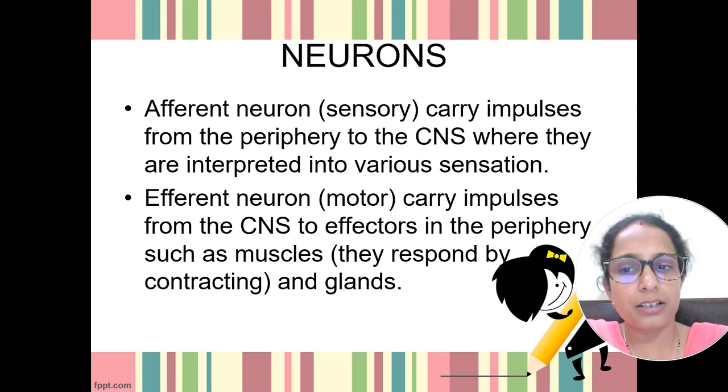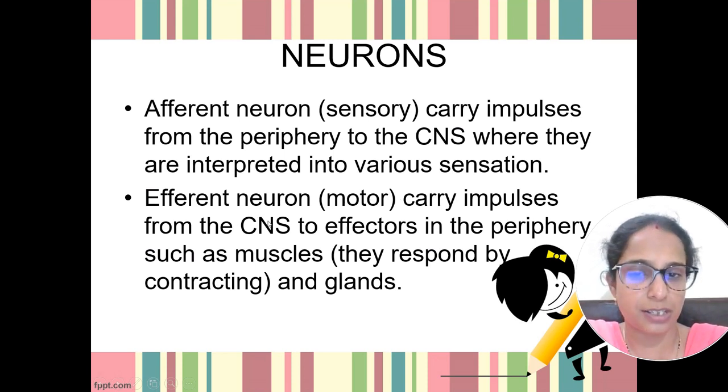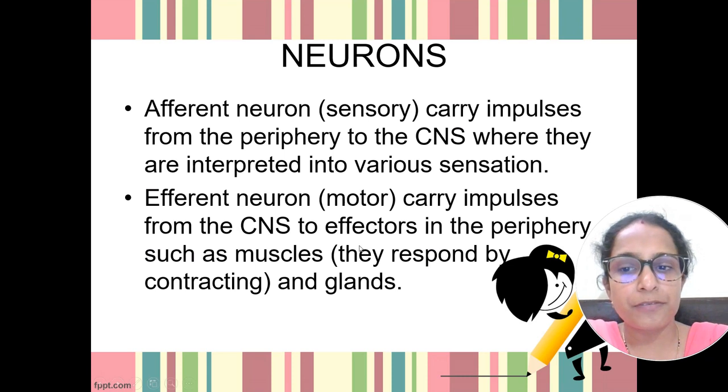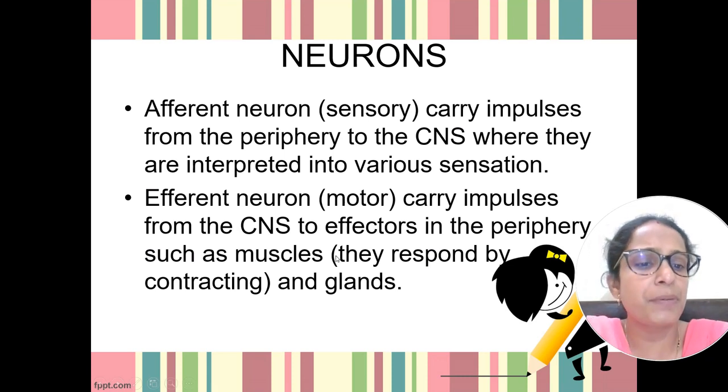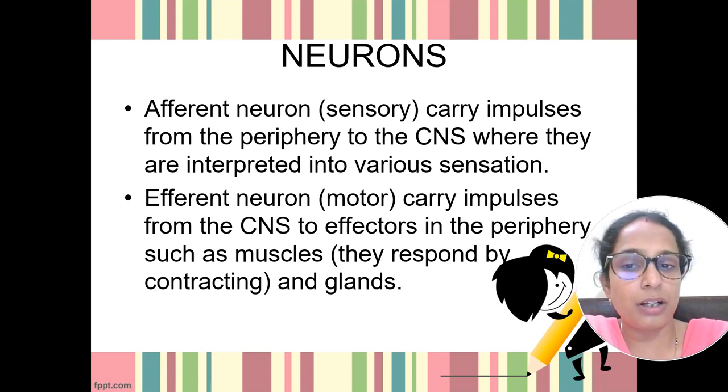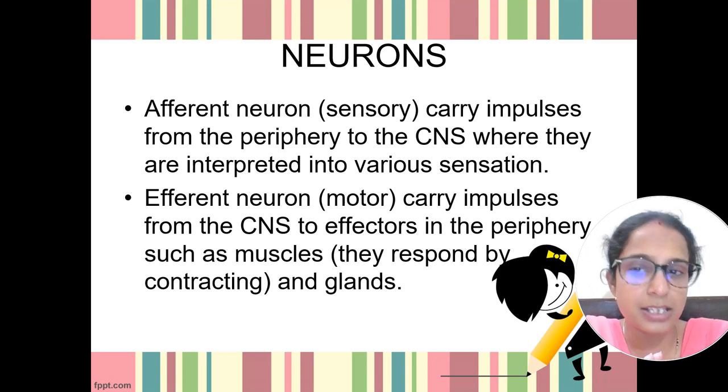So afferent neurons क्या है? This is sensory neurons. And efferent neurons क्या है? Motor neurons हैं, which carry impulses from the central nervous system. ये central nervous system से लेते हैं to the periphery. कहां तक लाते हैं? Periphery तक लाते हैं, such as muscles, glands, जहां पे भी हमें कोई message pass करना है हमारे muscle को, gland को, कि हाँ हमें बैठना है, हमें खड़े होना है, whatever it is. So that command, that message will be passed with the help of motor neurons, that is efferent neurons.